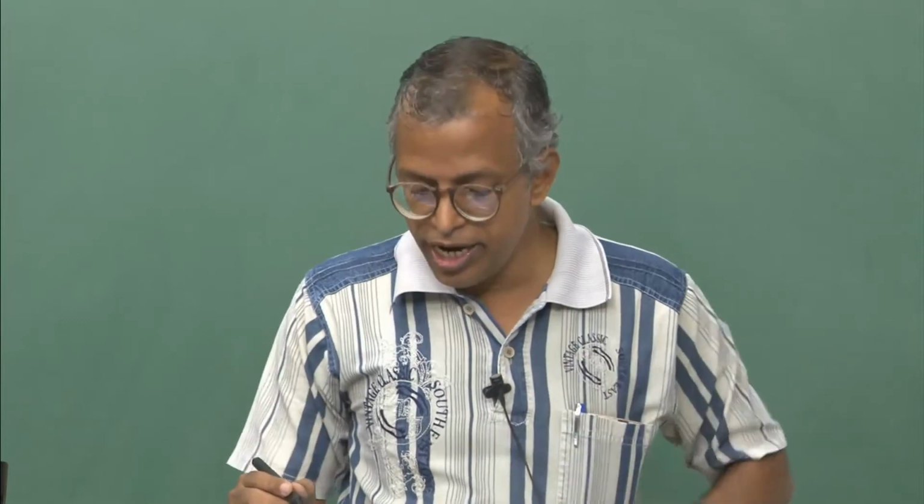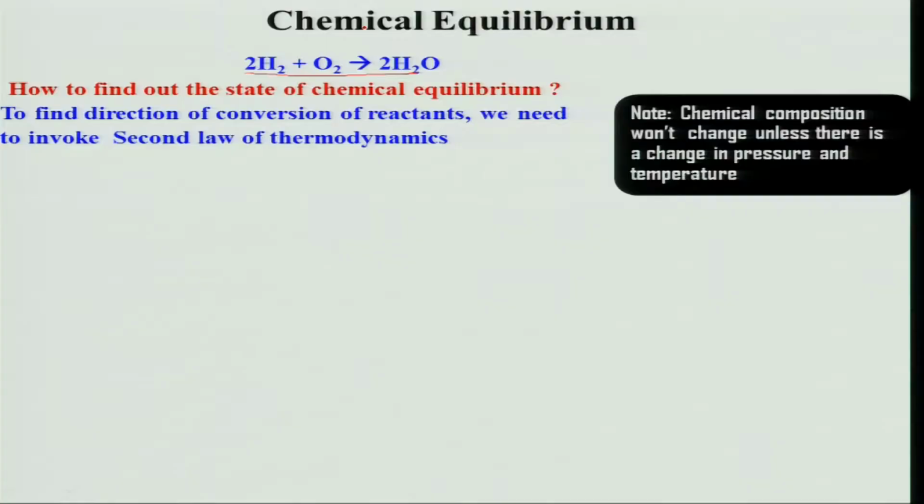But how will we go about it? How will we say that it has reached equilibrium, whether it is possible or not? For that we need to invoke the second law of thermodynamics, because that will give us the direction of the reaction, what percentage of the reactants is converted, or how much will be the product. For that we need to invoke the second law of thermodynamics, which states that the change in entropy of the system must be greater than or equal to dQ by T.